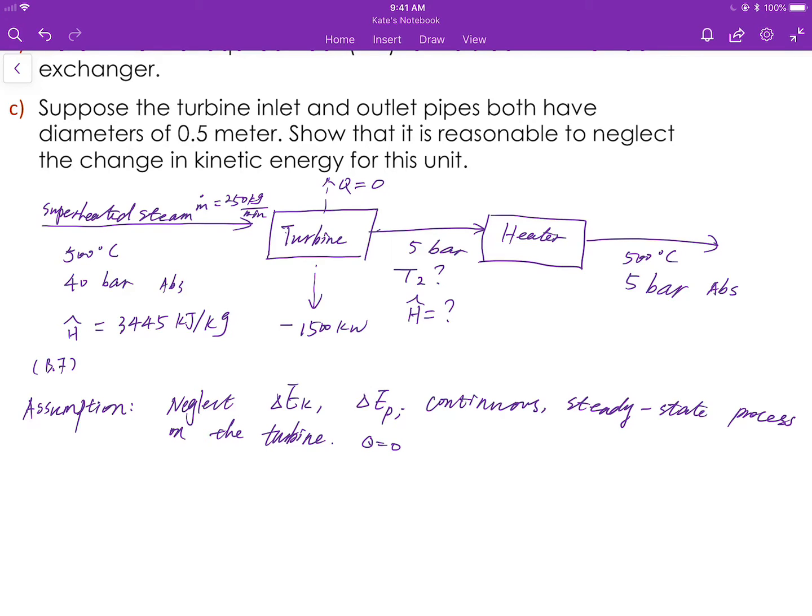Next step, let's write down the material balance for an open system. Again, this is an open system. For an open system, continuous steady state, material balance is input equal to output, and the input is m dot, the mass flow rate, which is 250 kilogram per minute. That is for both input and output.